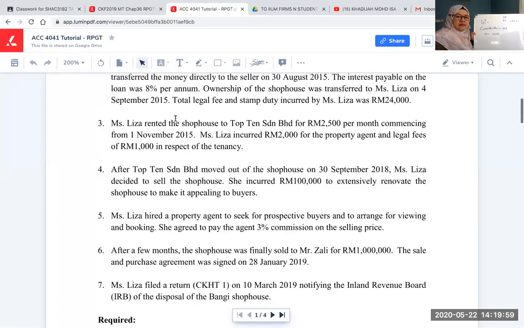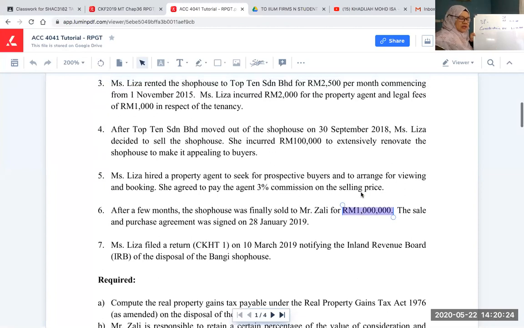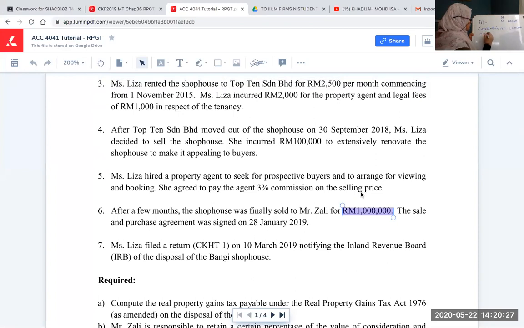How much can you sell the property for? You sell the property for 1 million. So this is the selling price. So what is the formula? The formula is consideration received minus any capital expenditure incurred to enhance the value of the property. So how much did you incur? In this case, you incur renovation. How much is the renovation? 100,000. But this one is minus, subtracted from the computation.